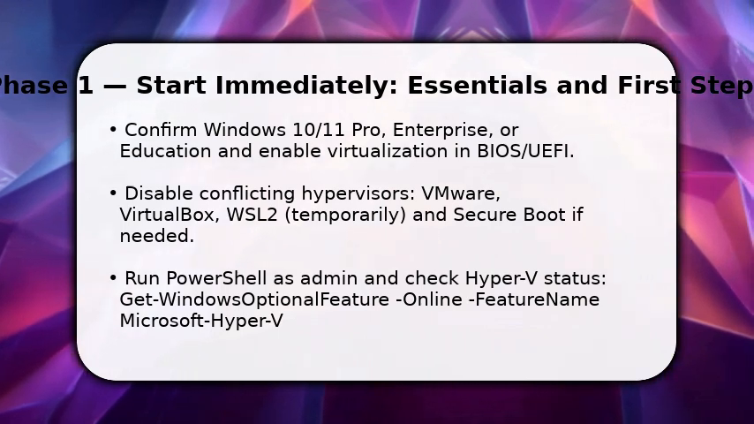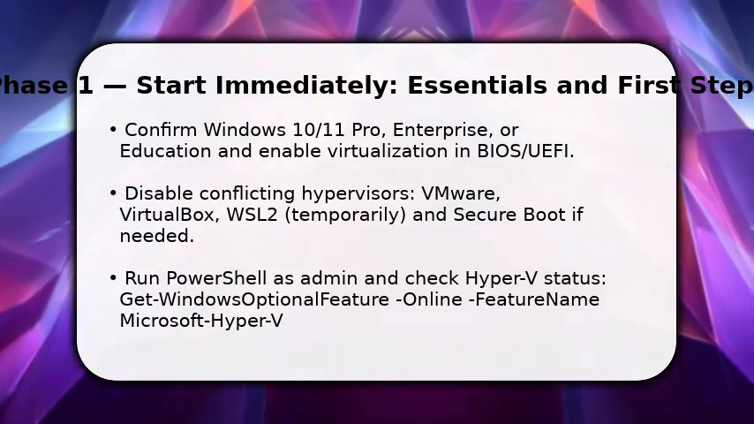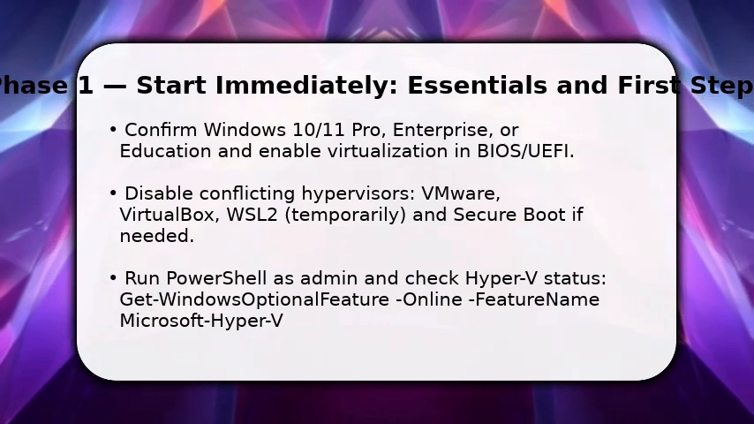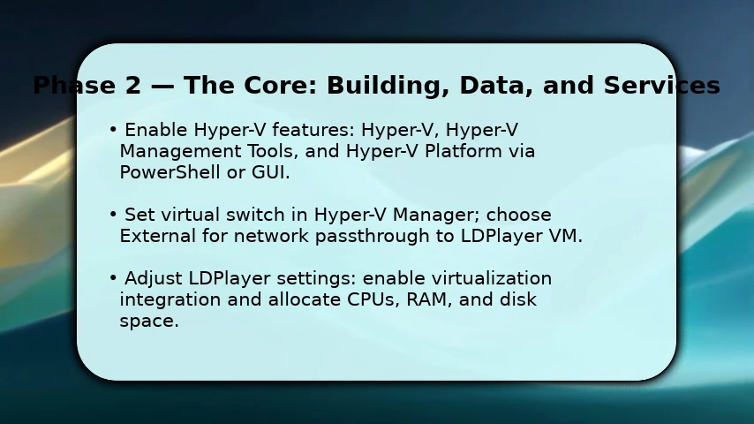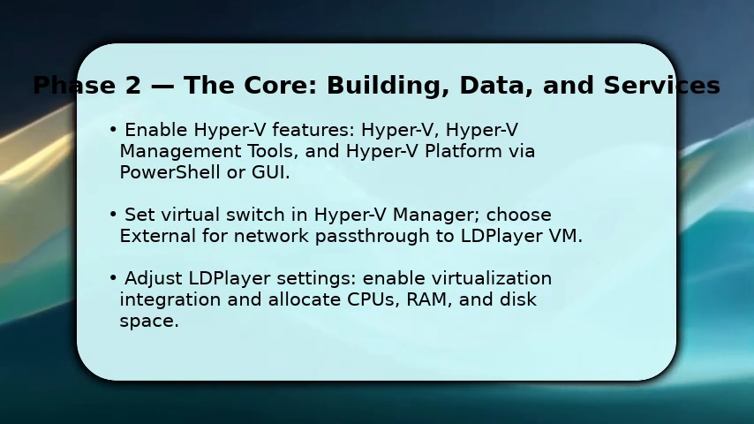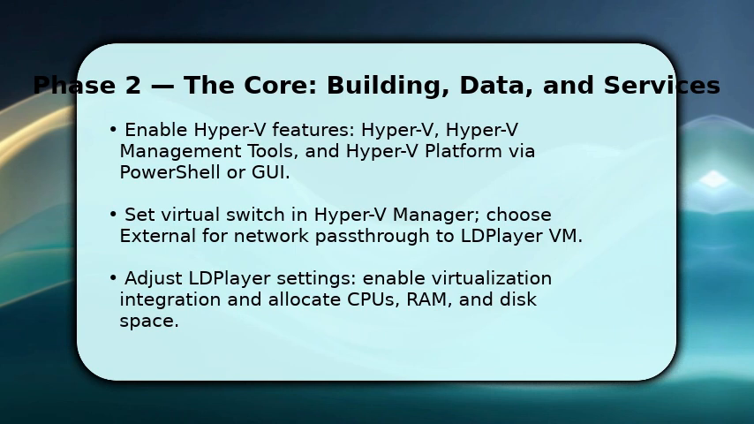Make sure to note any error messages. They guide whether to repair or reinstall Hyper-V components. Next, enable Hyper-V components using PowerShell. Enable-WindowsOptionalFeature -Online -FeatureName Microsoft-Hyper-V-All, or add them in Windows Features. This installs platform and management tools.